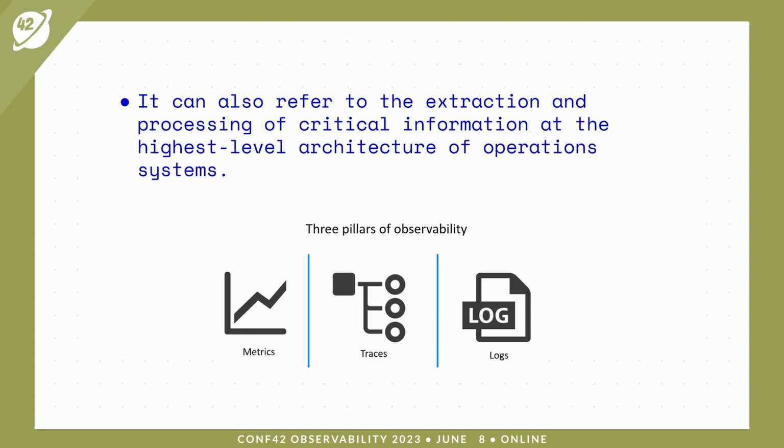Maybe when we contrast observability versus monitoring, we have a better understanding of what observability is. But some companies like to explain observability with three pillars. Metrics, traces, and logs are the three pillars of observability. So you can think of observability in these three components. It's like the secret sauce. When you have this data, you can be proactive and you can observe your systems. Well, it can also refer to the extraction and processing of critical information at the highest level architecture of operation systems.